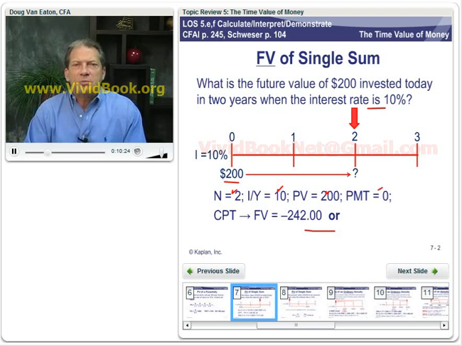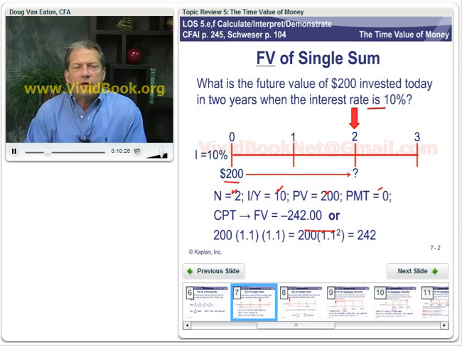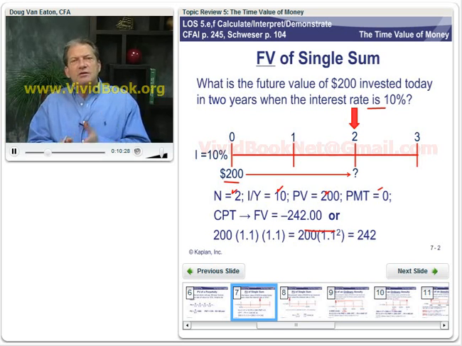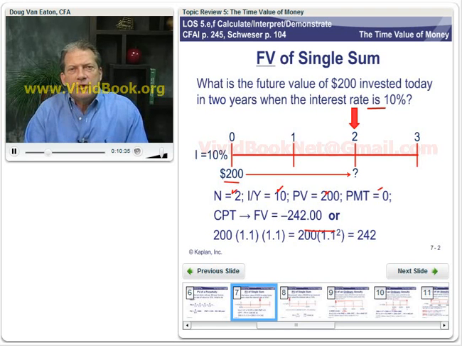Here's the algebraic solution. Whenever we want to move from the present period to the next period value using an interest rate, we just multiply by 1 plus that interest rate. So for 2 years we do that twice, or we can easily write that as 200 times 1.1 squared, and we get 242. Now starting with 200, that's about a 21% rate of return.